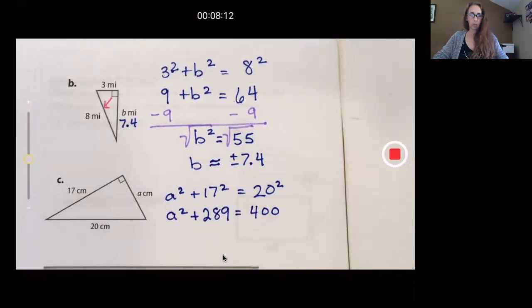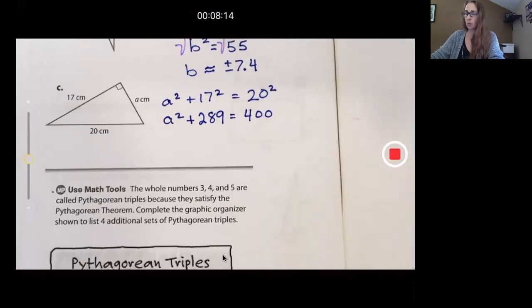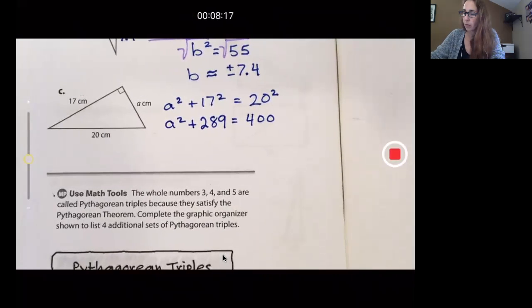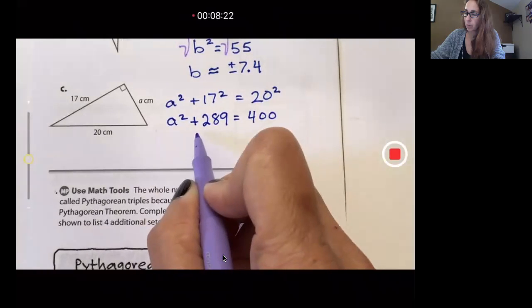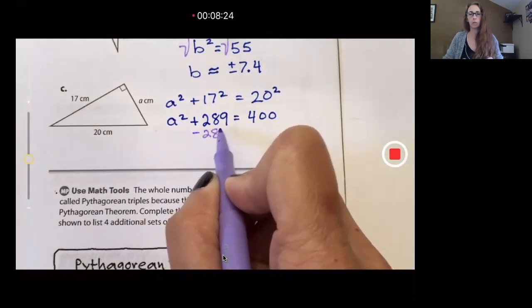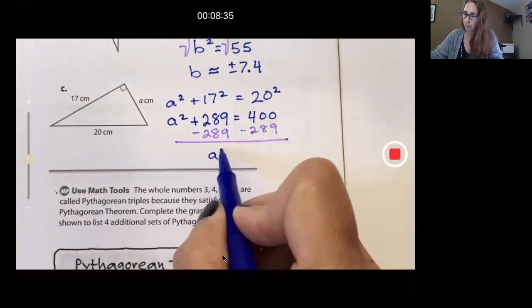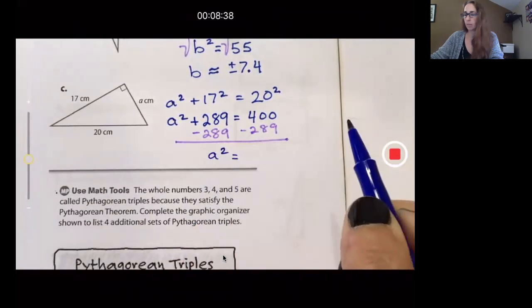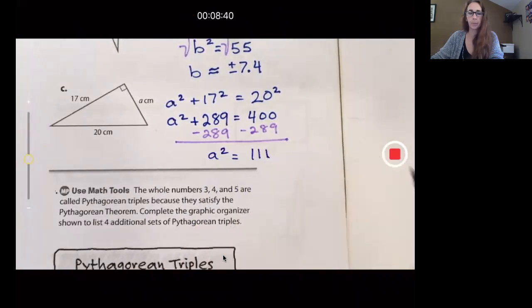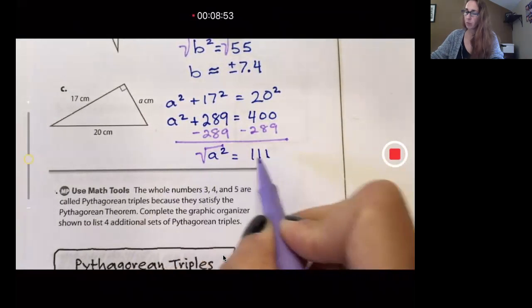Next, let's subtract the 289 so that we can move everything away from our variable. So this is 289. I'm going to subtract. On the left, we're left with just a squared. And then on the right, we have 111. Next step, opposite of square root, opposite of square is the square root. Let's find the square root of a squared, square root of 111.